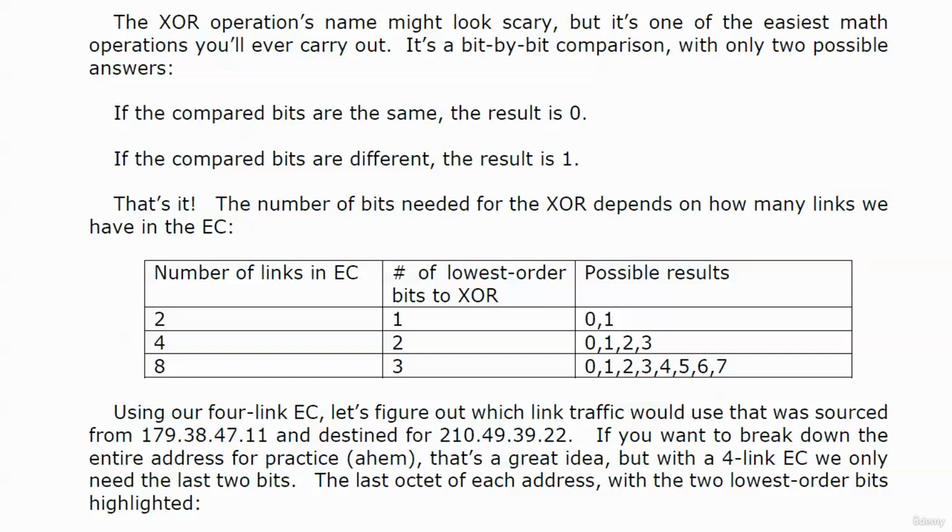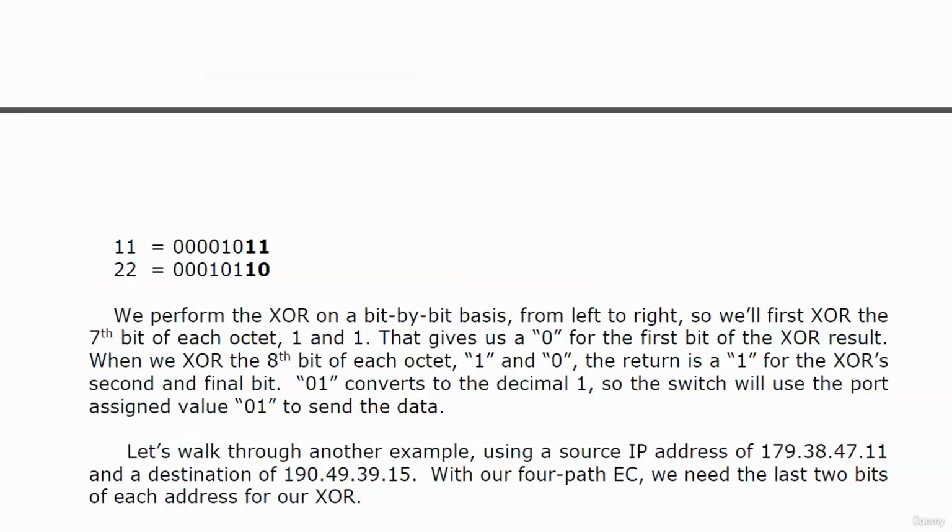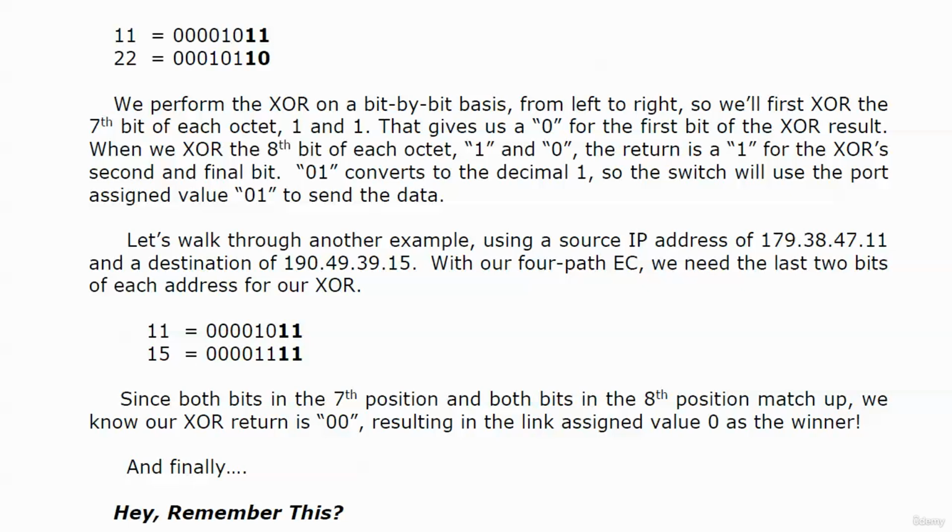So we only need 2 bits to express any of those. All you have to do is look at the last octet of each address and look at the 2 lowest order bits. With 11 in a binary string, we're looking at 00001011, because that gives us the 8, 2, and 1 bits set. That gives us a total of 11.